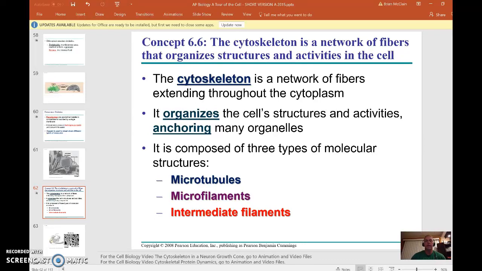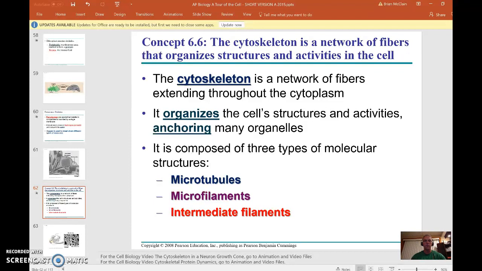Hi, this is Mr. McLean, and I'm back again to take you through some of the material of section 6.6 of the Campbell biology. And we're going to be taking a look at how the cytoskeleton is set up and the different parts of that overall network of structures.